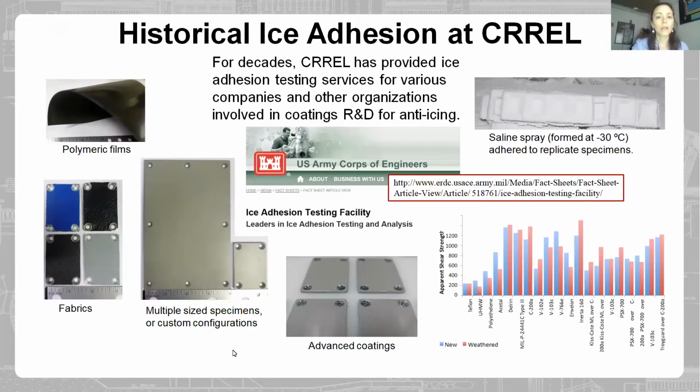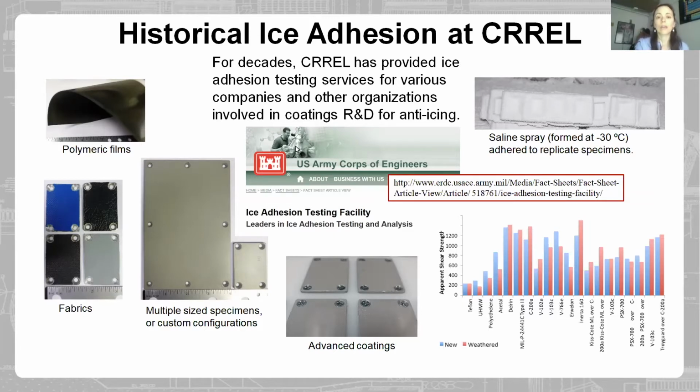And so CRREL has a long history of testing ice adhesion. And it turns out that there's not actually any standard methods for testing ice adhesion. So you've probably heard of ASTM standards for, say, the compressive strength of concrete, or an ASTM standard for the tensile strength of a composite. Well, there is not one for ice adhesion. And so many years ago, CRREL developed a couple of very well-defined tests that they provide as a service to both small and large companies and other military organizations to help them assess materials and surface treatments.